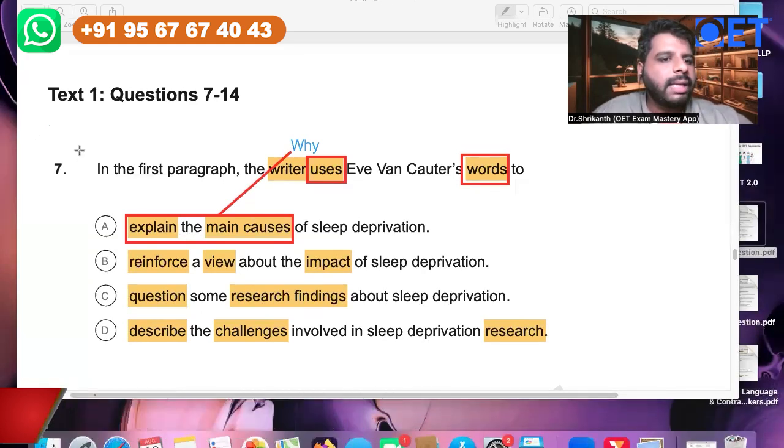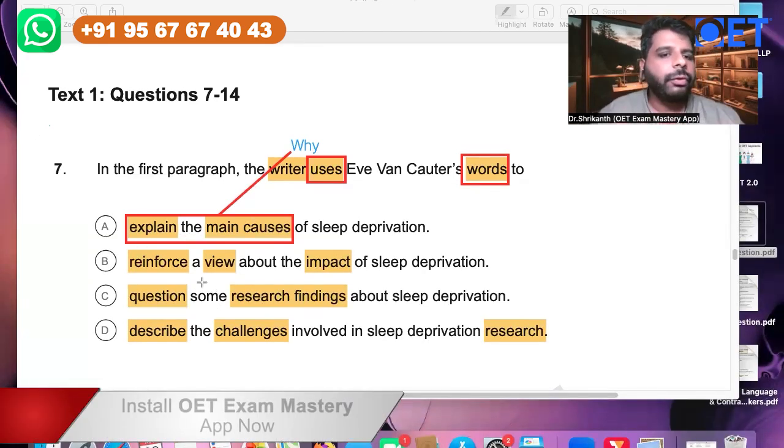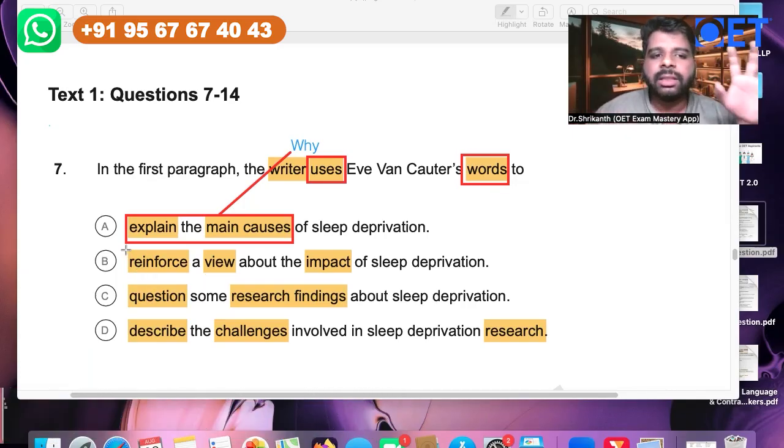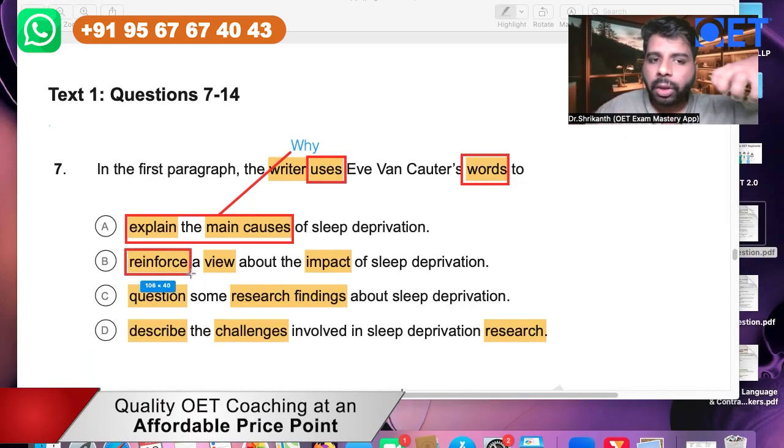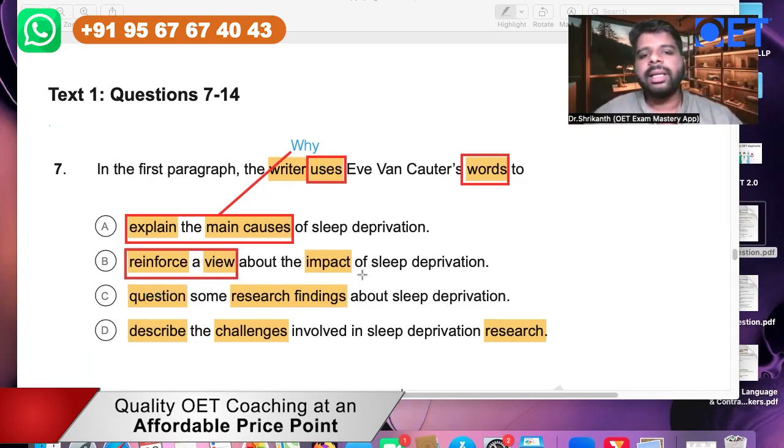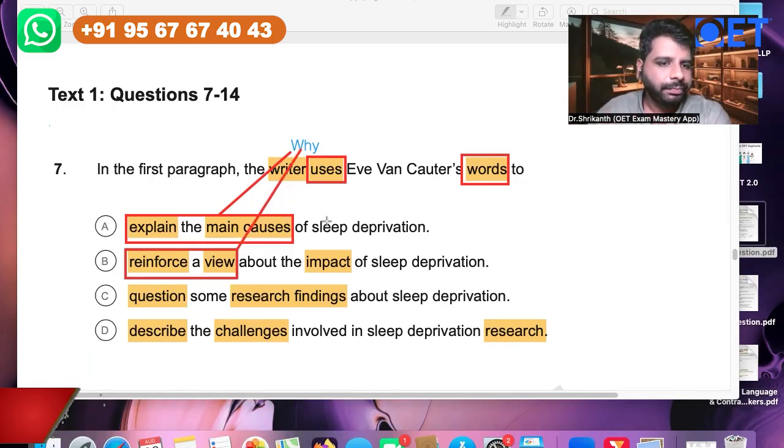Right. Now, what about answer option B? Reinforce a view about the impact of sleep deprivation. So what is he doing over here? What is the action over here? What is the verb over here? Reinforcement. So he is strengthening his viewpoint. He is solidifying his viewpoint regarding the impact of sleep deprivation. And for that reason, he is using Yvonne Cotters words.